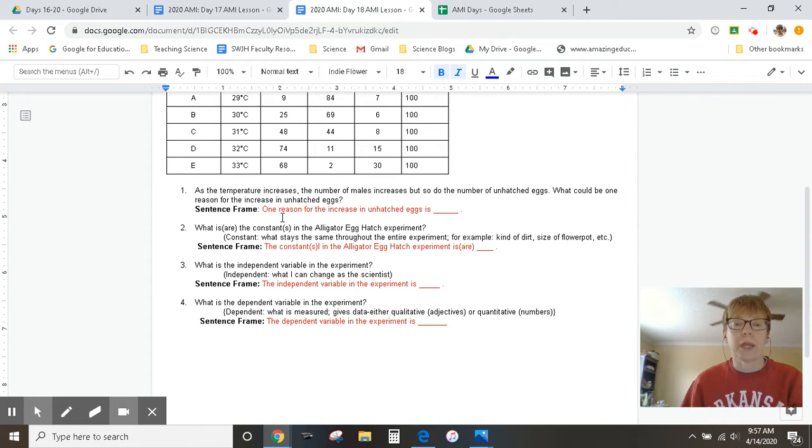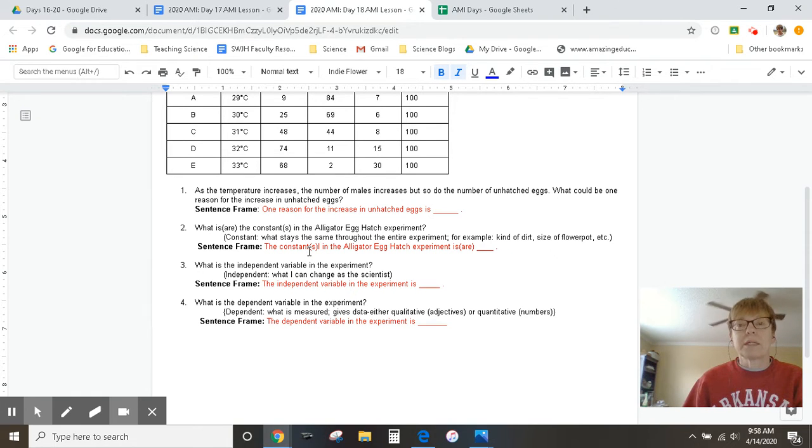And here's your sentence frame. One reason for the increase in unhatched eggs is... And remember, you don't have to use the sentence frames. That's just there for you to use if you get stuck and not really sure how to get your sentence started. Question number 2 says, what is or are the constants in the alligator egg hatch experiment?